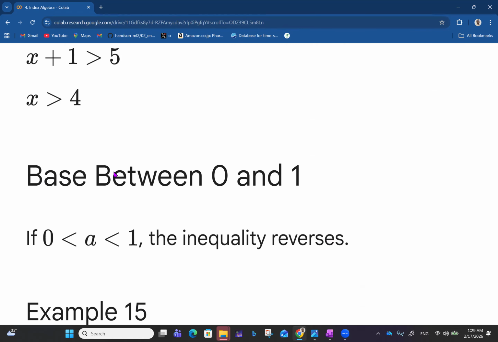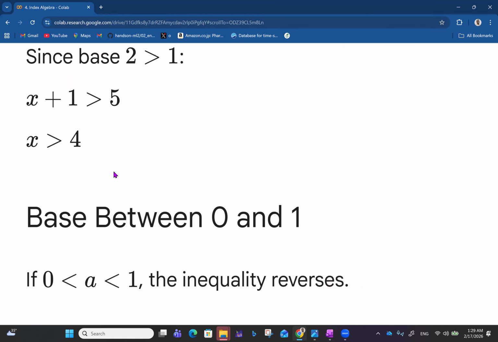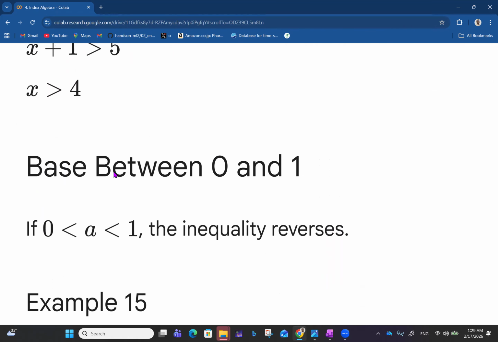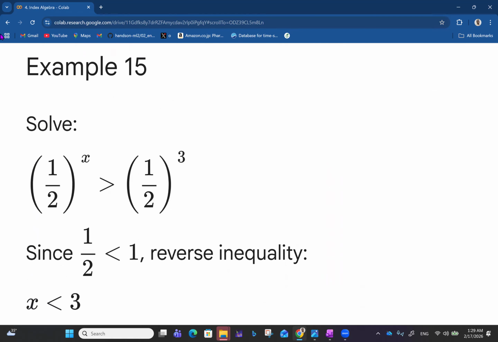So if the base is between 0 and 1, then the inequality will have to reverse. I think I talked about this in an example, like you have 1 over 2 raised power x greater than 1 over 2 raised power 3. If this is greater, that simply tells us that x will have to be less than 3 in this regard, because we have the same base now, but they are fractions. So in this case, the reverse is the case.